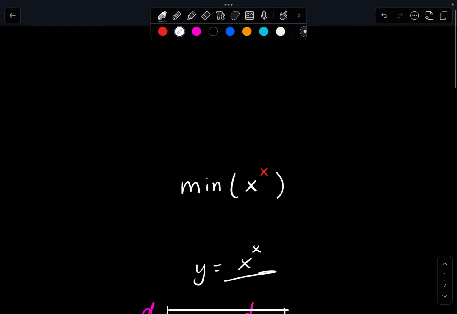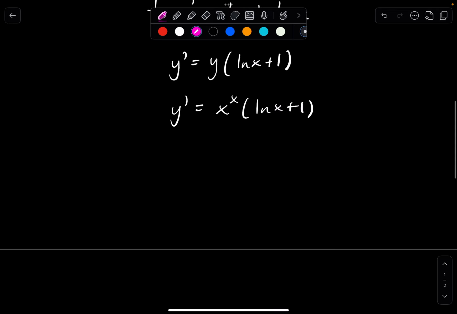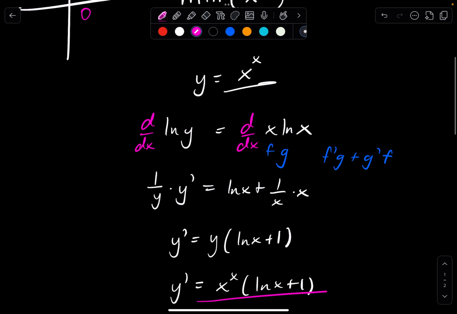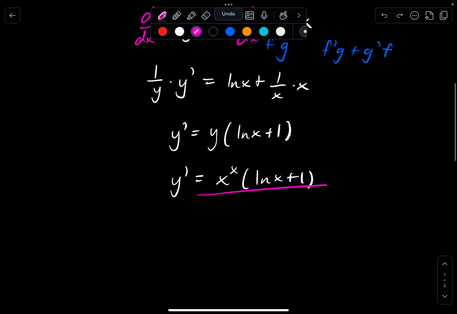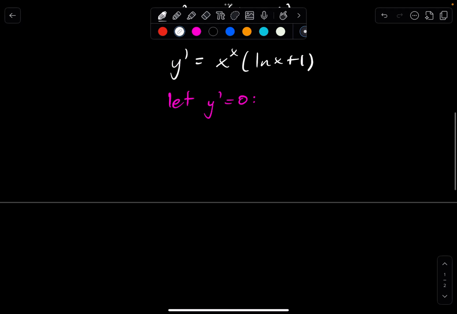Now, remember what I said earlier. When we're trying to find the minimum of any function, we have to see where the derivative changes sign, and specifically, we can start off by finding when the derivative is equal to 0. So now that we have the derivative of x to the x, the function we're trying to find the minimum of, we can set it equal to 0. So we say, let y prime equal 0. That means we have x to the x times (ln x plus 1) is equal to 0.